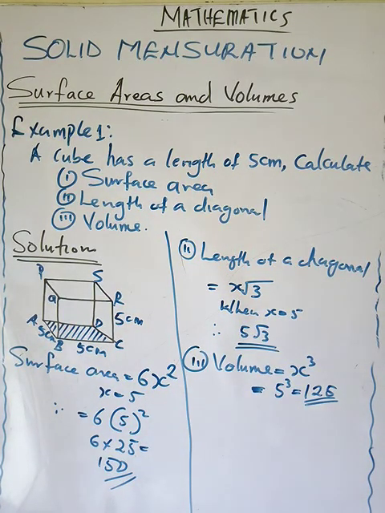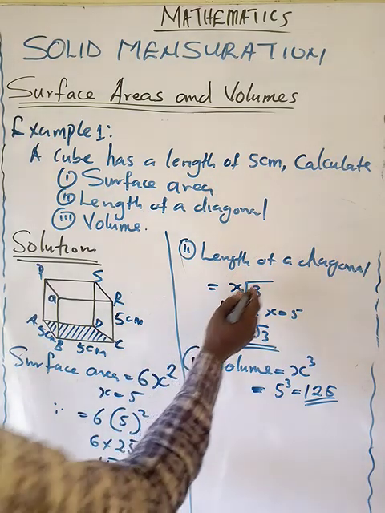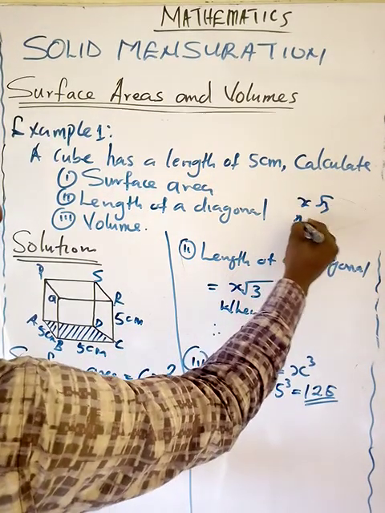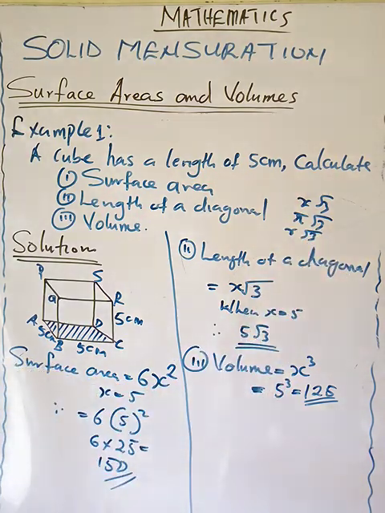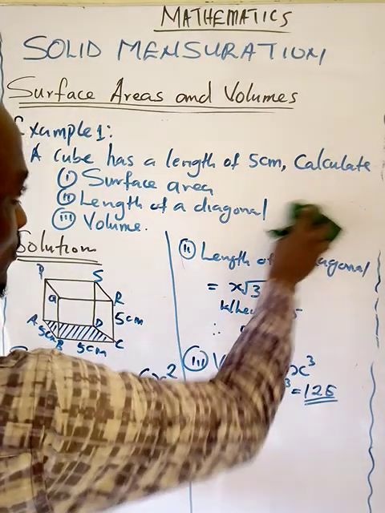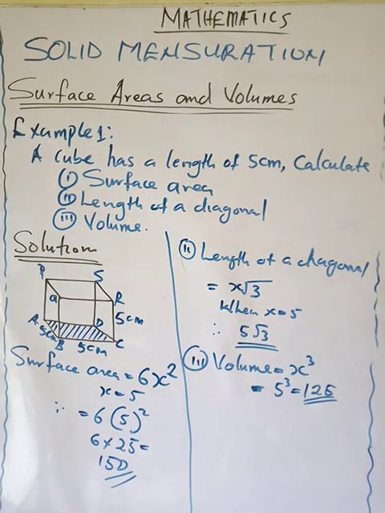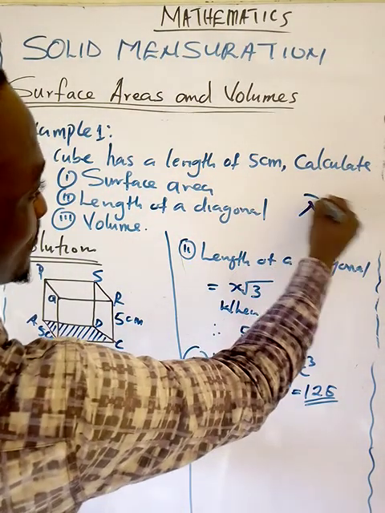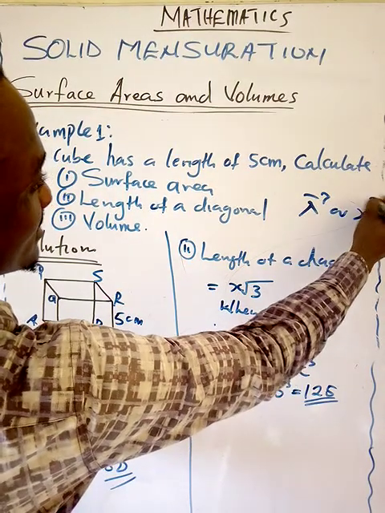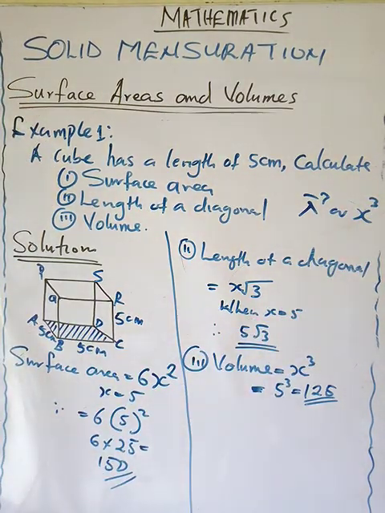And I want you to know that to calculate the length of the diagonal is either x root 3 or pi root 3 or r root 3. Whichever way you use them, so far they are variables, you are good to go. And the volume is pi raised to power 3, or x raised to power 3. That's about the cube.